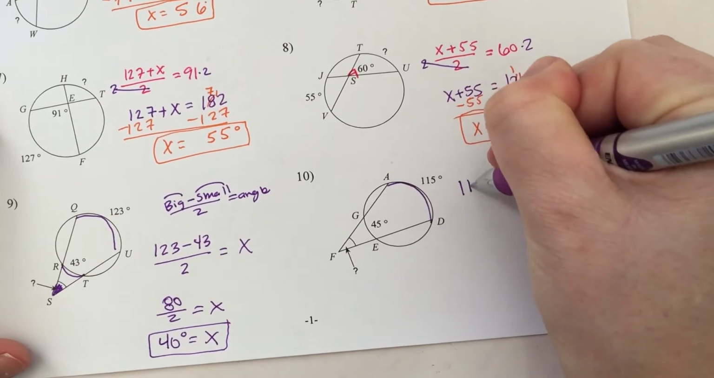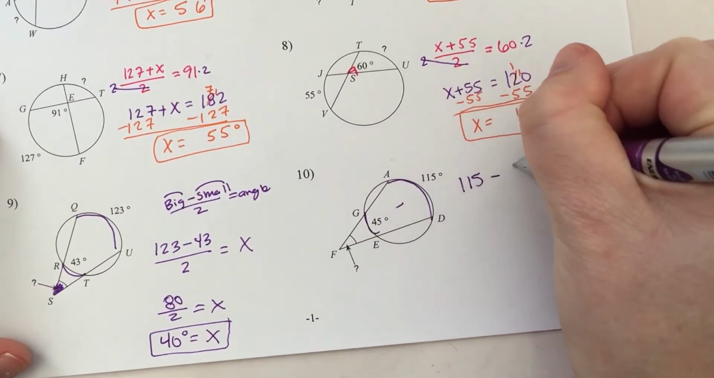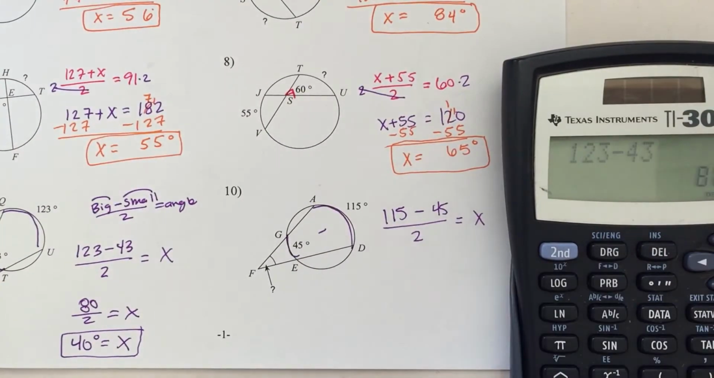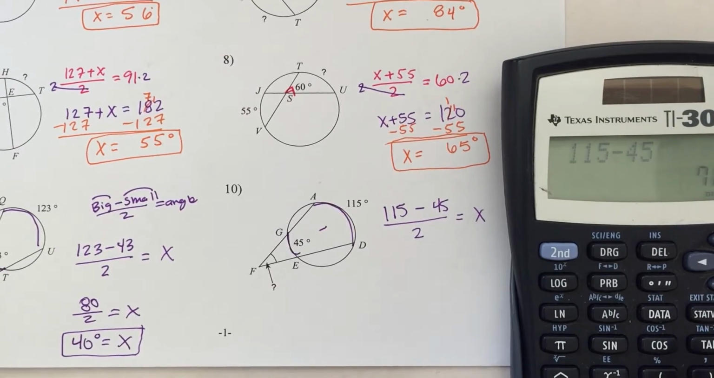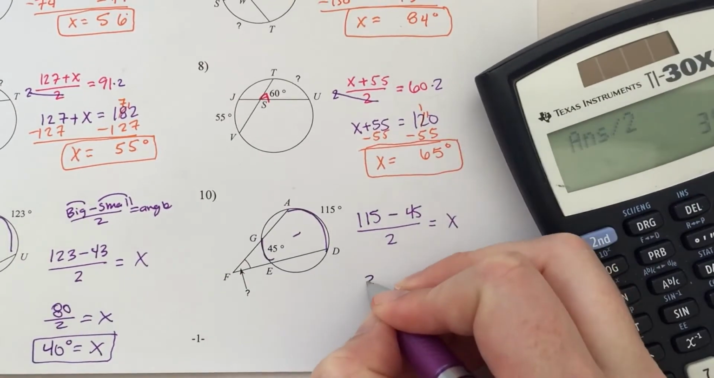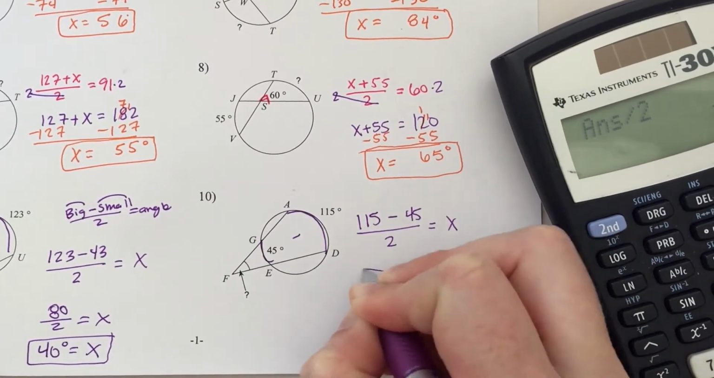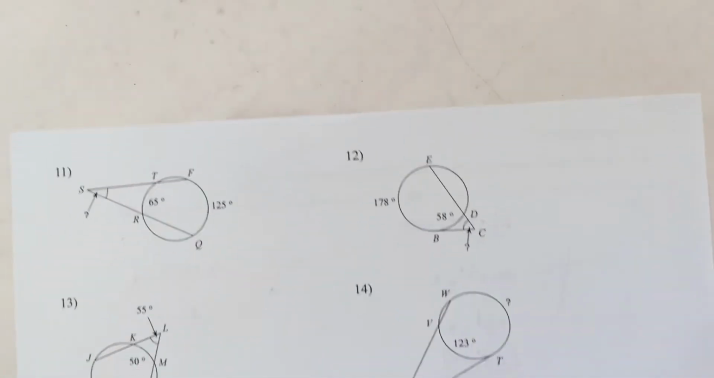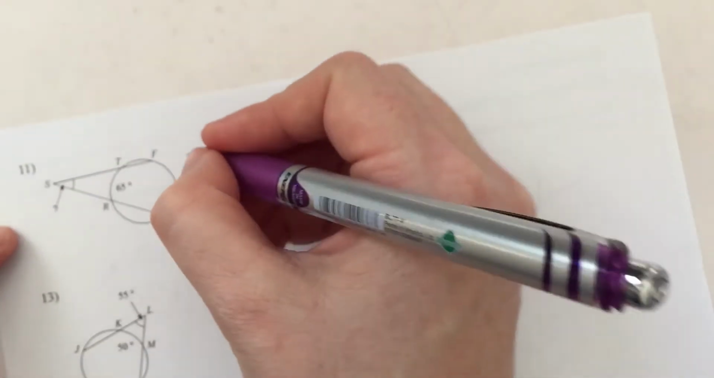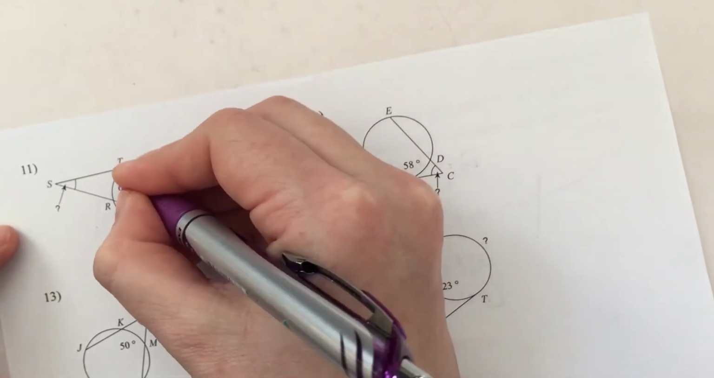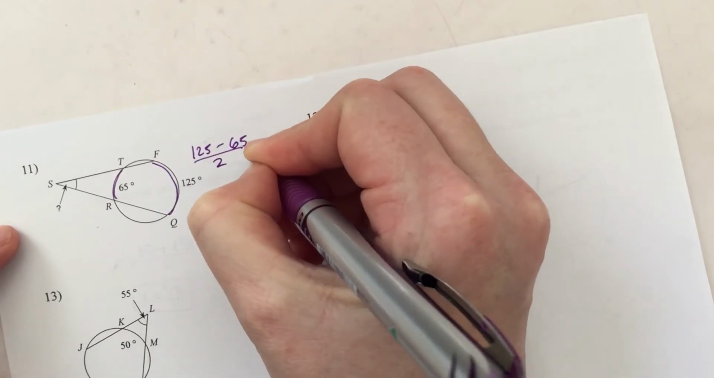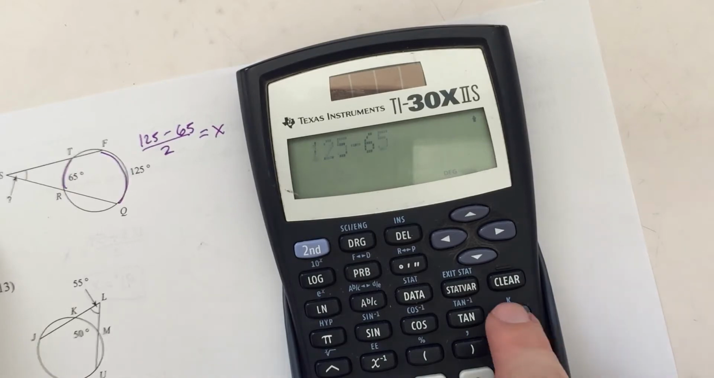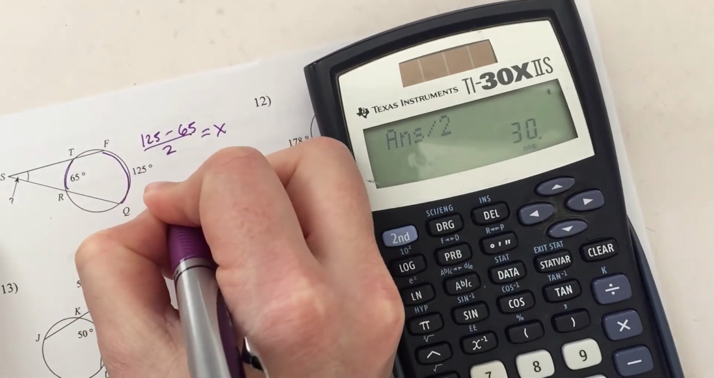Big arc minus the small arc divide by 2 equals the angle. 115 minus 45, enter. Divide by 2, enter. 35 degrees for that angle outside. Big arc minus the small arc divide by 2 equals the angle. 125 minus 65, enter. Divide by 2, 30 degrees.